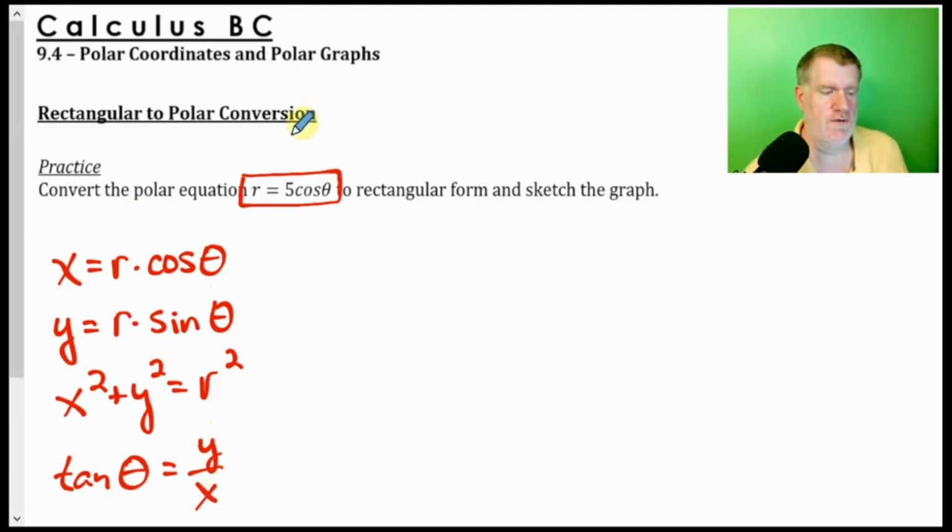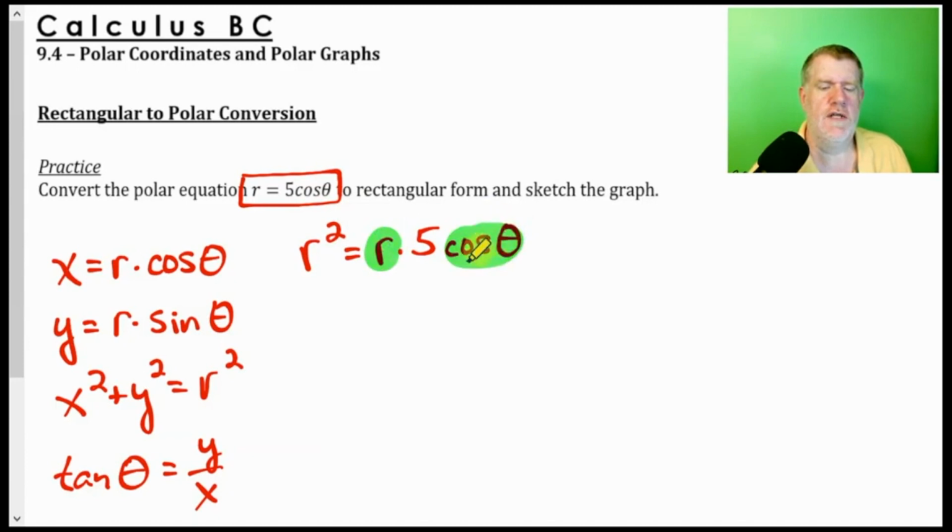The first thing I'm going to do is multiply both sides by r. I get r squared equals r times 5 cosine of theta. Now by doing that, see how I get r cosine of theta? And what is r cosine of theta? Well, that's x. So I've taken one step. I've written that r squared equals 5x.